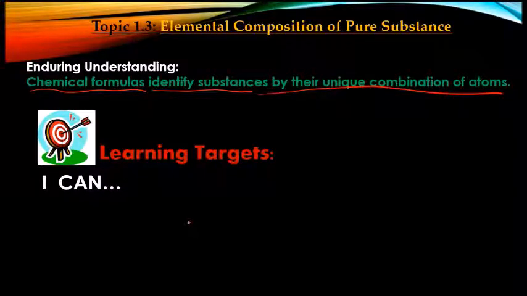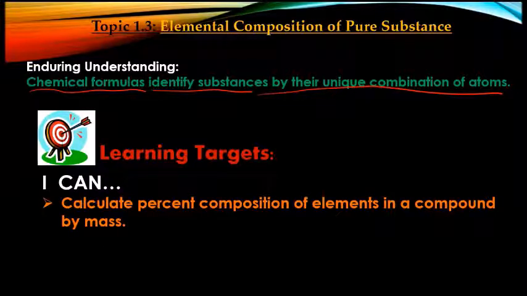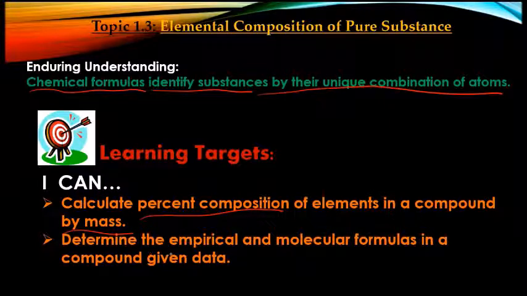So we're going to be looking at the combination of atoms, their subscripts, and their formulas based off of experimental data. So by the end of the 1.3 example problems, you should be able to, the learning targets, I can calculate the percent composition of elements in a compound by mass, and also determine empirical formulas, molecular formulas in a compound by given data. Now the data is going to look different in different problems, and we're going to show you how different ways they can represent that.